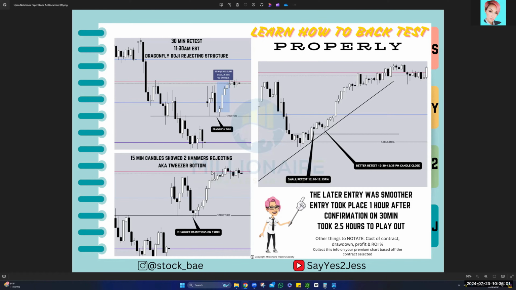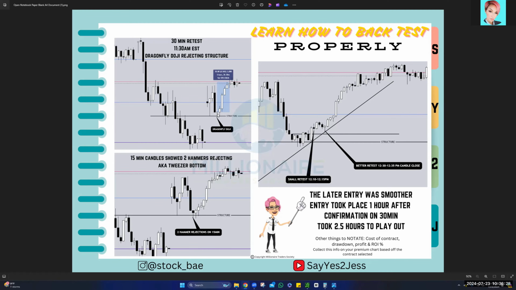And there was market structure there that I had notated. Now, to find that entry, what I did was I identified the close of these candles here, and I waited for the market to create a retest, an obvious retest. Now, we had two retests that occurred. We have this retest here that happened from 12:10 to 12:15 p.m. And then we had the bigger retest that basically occurred an hour after that 30-minute candle close.